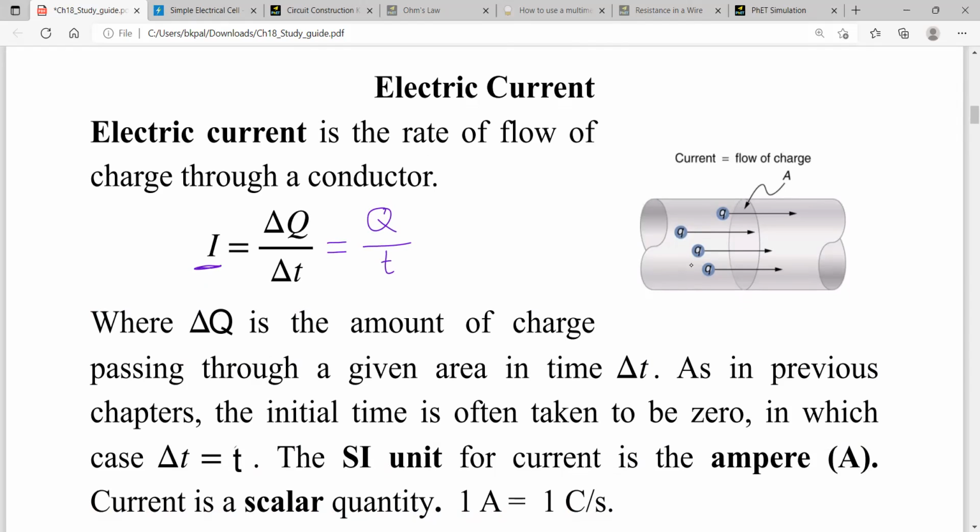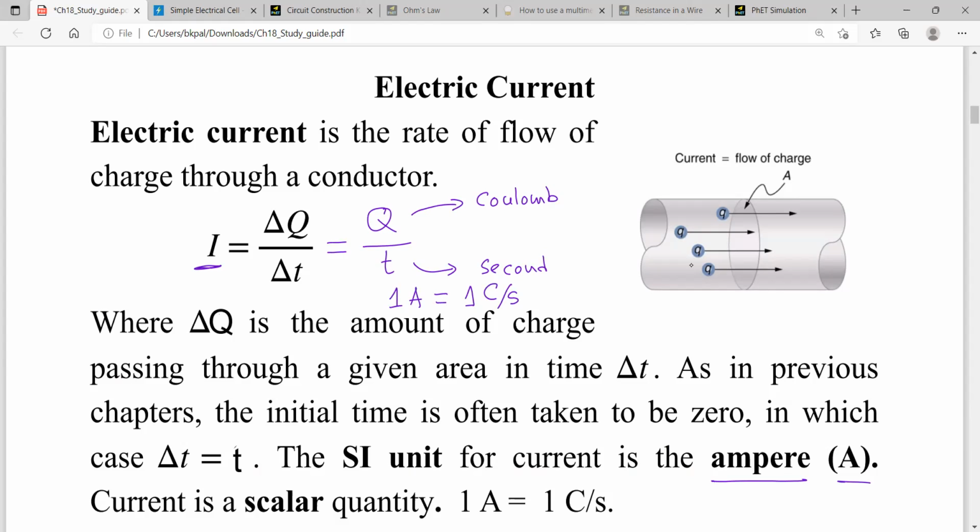Now, what is the standard international unit? You know that the unit of charge is the coulomb, and time is in seconds. So the unit of current is coulomb per second, and it has a special name: we call it the ampere. We use A for ampere, and 1 amp is equal to 1 coulomb per second.